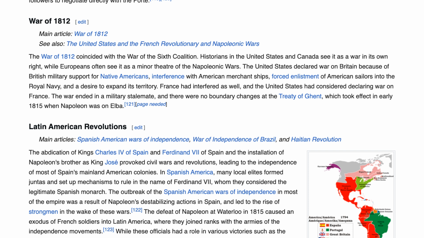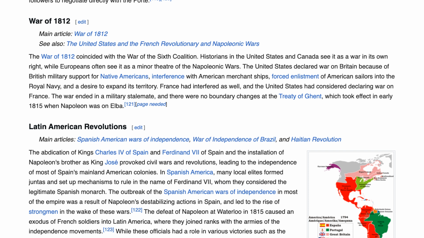The United States declared war on Britain because of British military support for Native Americans, interference with American merchant ships, forced enlistment of American sailors into the Royal Navy, and a desire to expand its territory.